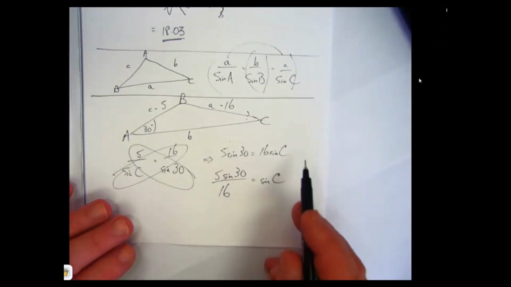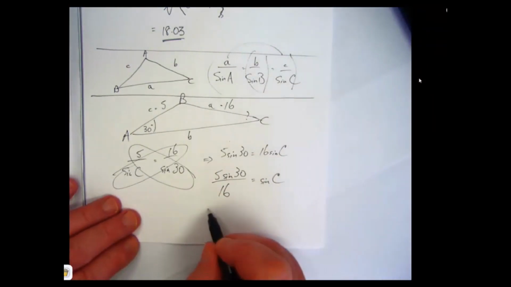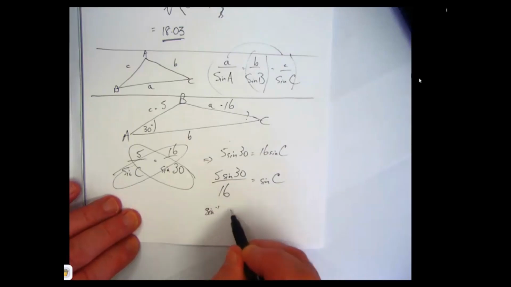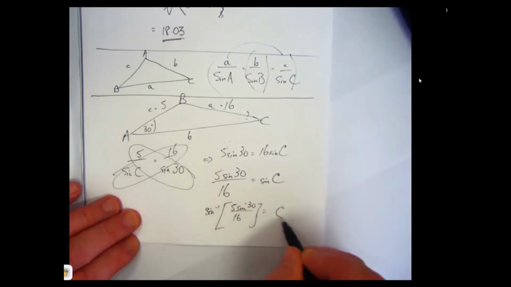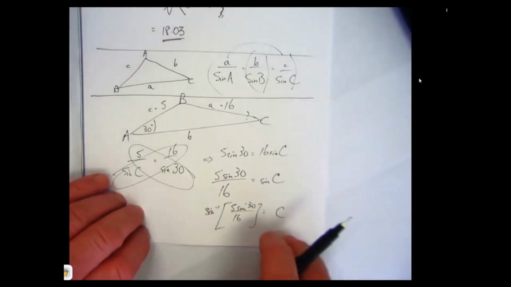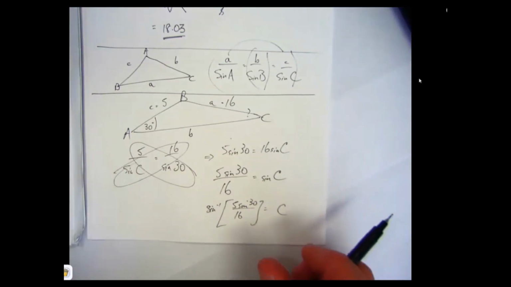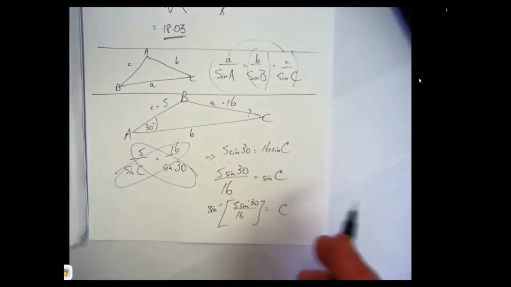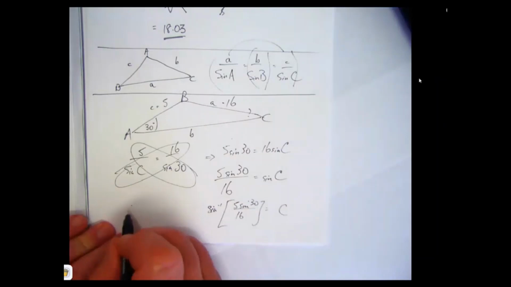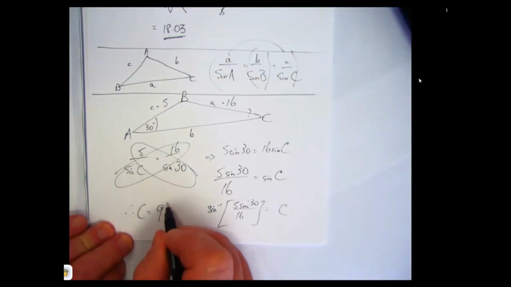If I want to impress the examiner, I would say this: shift sine of 5 sine 30 over 16 equals angle C. I can put this into the calculator, which I've done down at the bottom, and C actually equals, as you see in your book, 9 degrees.